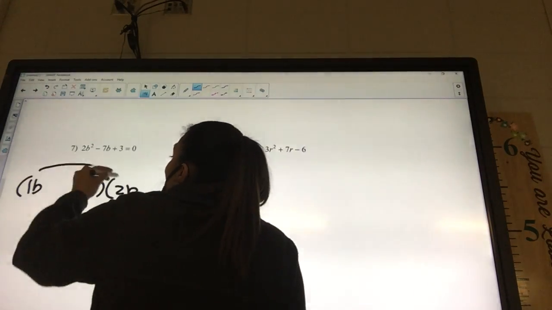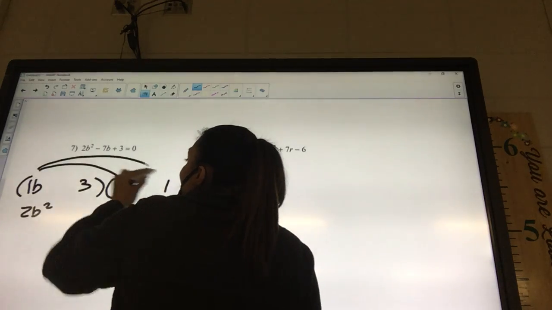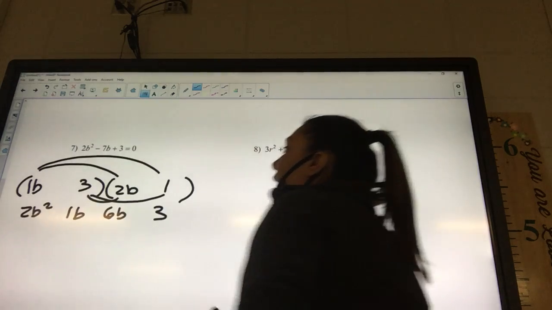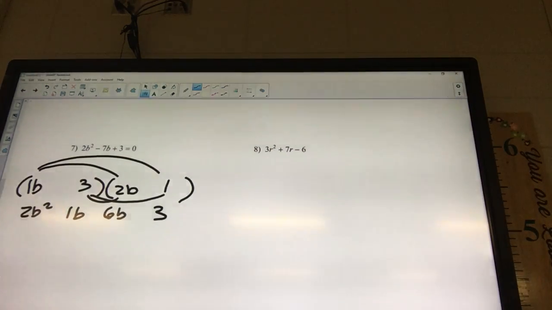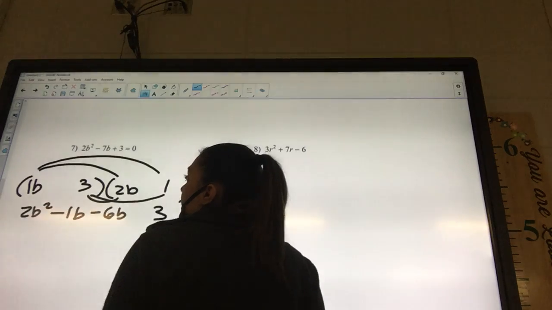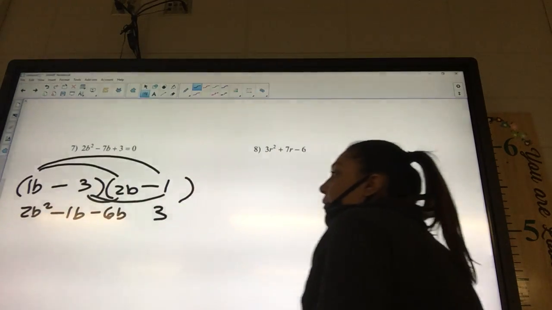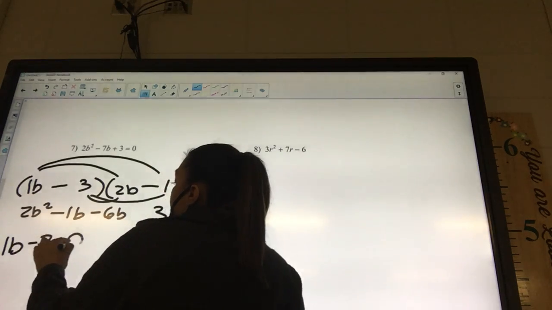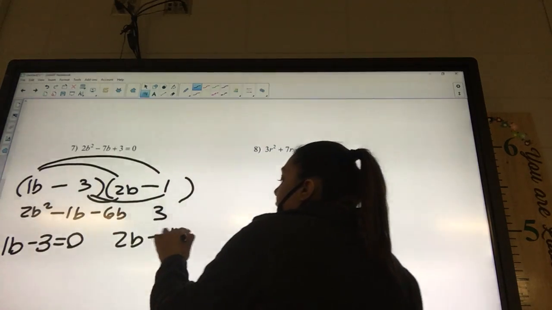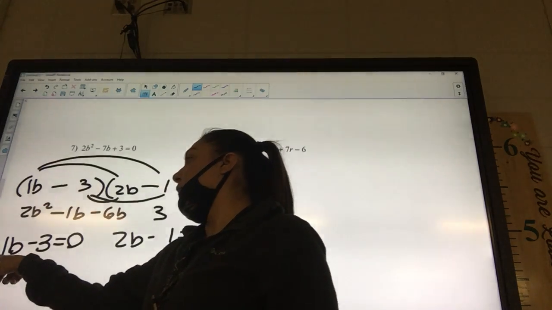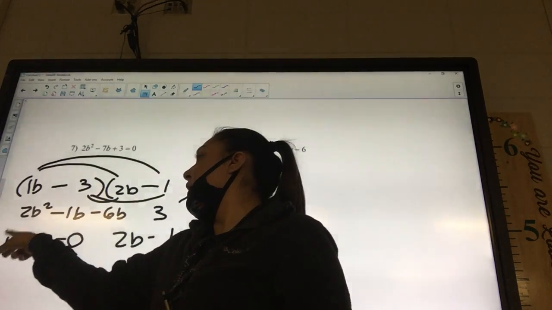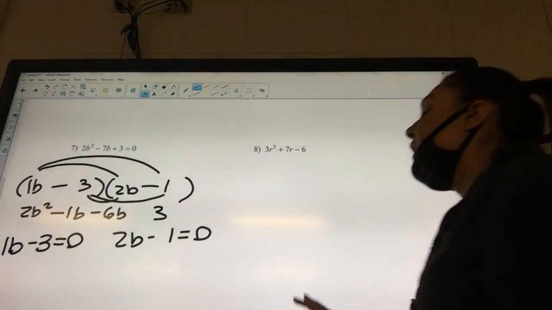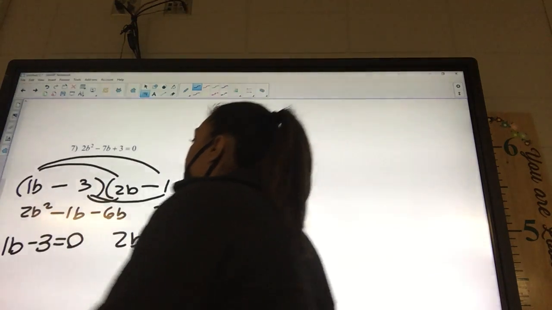Alright, so multiply the first, the outer, the inner, and then the last. Okay, how could I get a negative 7 with a 6 and a 1? Minus. Minus. But you gotta keep going. Fill them in above. So we got 1B minus 3 equals 0, and 2B minus 1 equals 0. See how this one is a 1B and this one is a 2B? Because this is a 1, that should be the one that probably has a whole number. If it's anything other than a 1 in front of the letter, then it's probably going to be the fraction one.